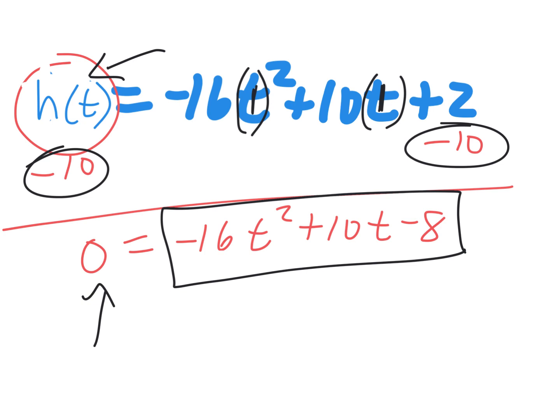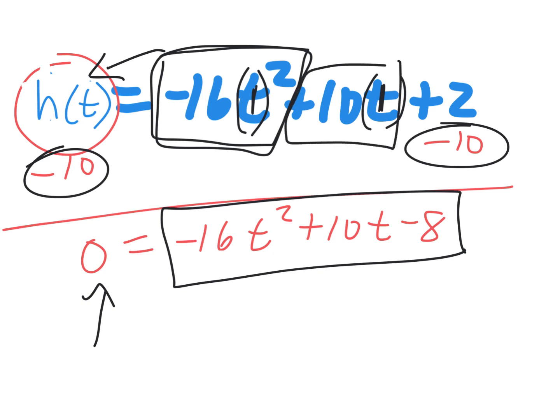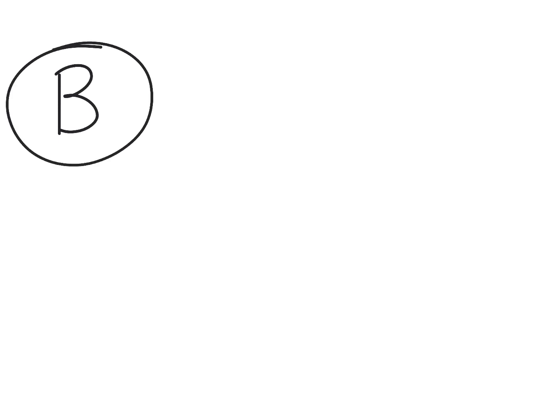And again, a calculator can do this, but you could even do it in your head because it's a 1. 1 squared is 1. 1 times -16 is -16. Plus a 10. Plus a 2. That's not that hard. You can do that in your head. All right, so here's one like that. This is question B. Everybody write this down.